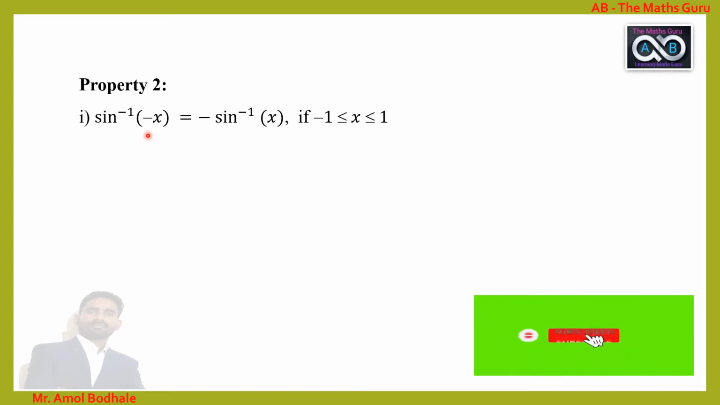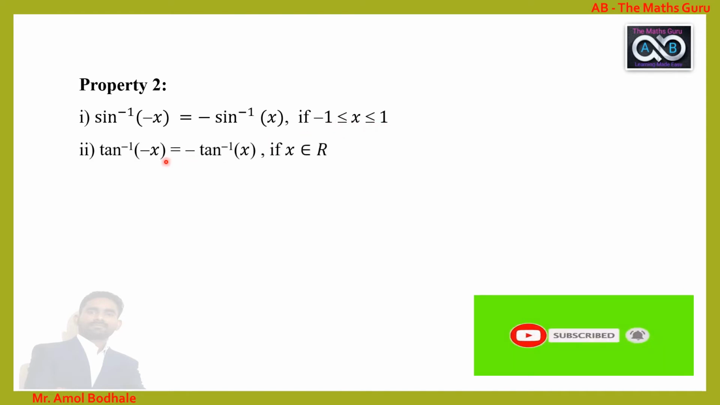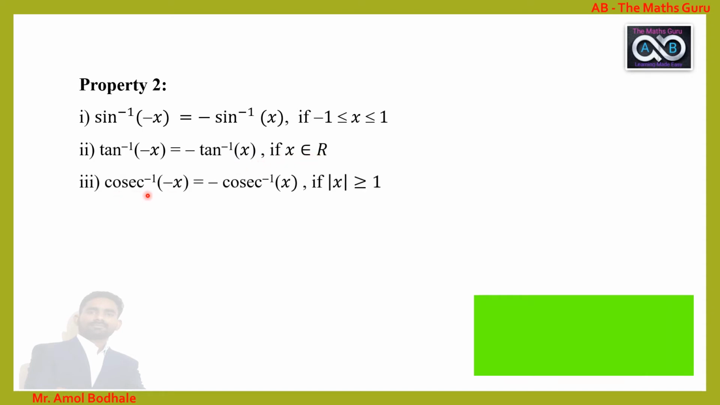Sine inverse of minus x is equal to minus sine inverse of x if minus 1 is less than or equal to x less than or equal to 1. Next one, tan inverse of minus x is equal to minus tan inverse of x if x belongs to R. Third one, cosec inverse of minus x is equal to minus cosec inverse of x if mod of x is greater than 1. Here mod of x greater than 1 means x belongs to the set of real line minus the open interval minus 1 comma 1.